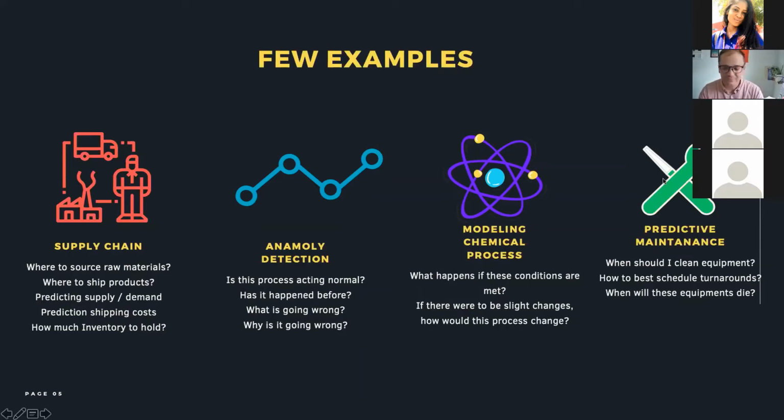Okay. Another one is predictive maintenance. So the equipment that we often use in oil and gas often needs to be replaced or fixed at different times. And it's often going to fail.